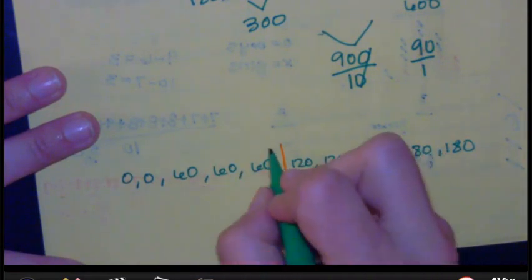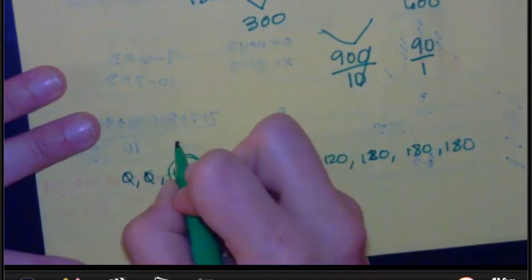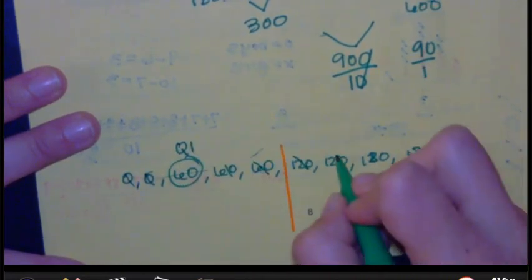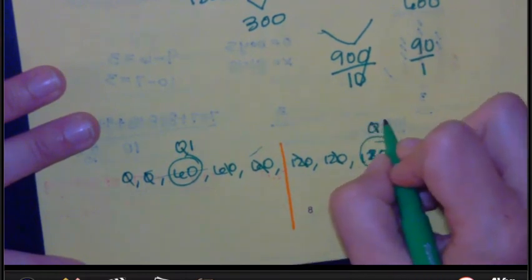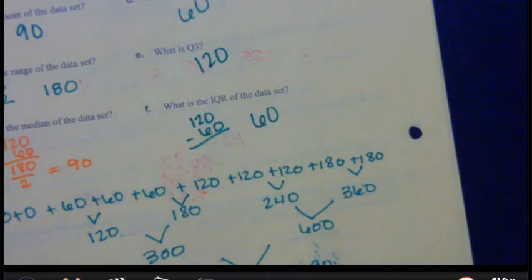Now, to find Q1, I find the median of my lower data set. So mark off from high and below until I get here. And then I'm going to do the same thing for Q3. So Q1 is 60. Q3 is 120. And to find the IQR, I do Q3 minus Q1. So 120 minus 60 gives me 60. All right.